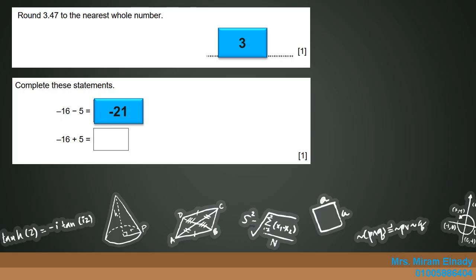What about negative 16 plus 5? As the rule says, different signs subtract. We here are going to subtract 16 minus 5, which will be 11. And as the negative is with the 16, the final answer will be negative 11.